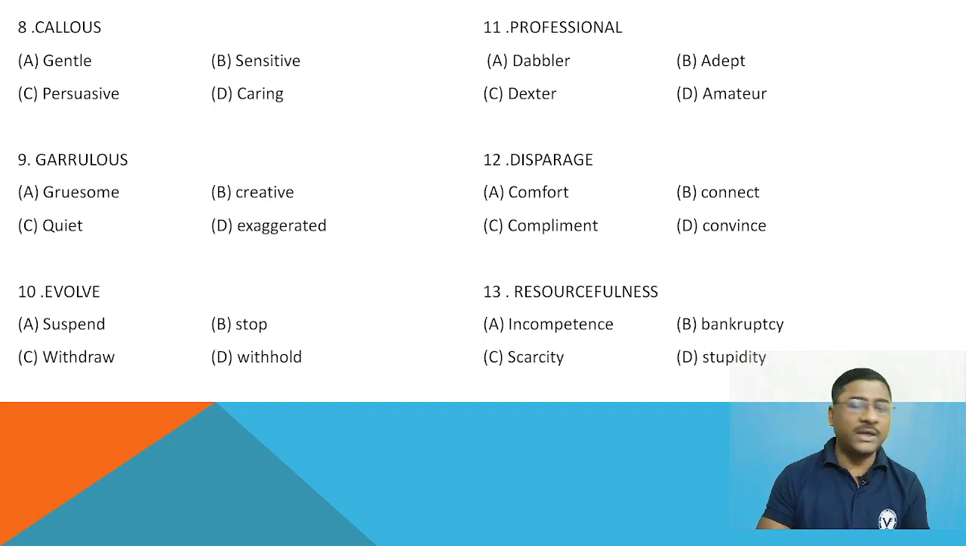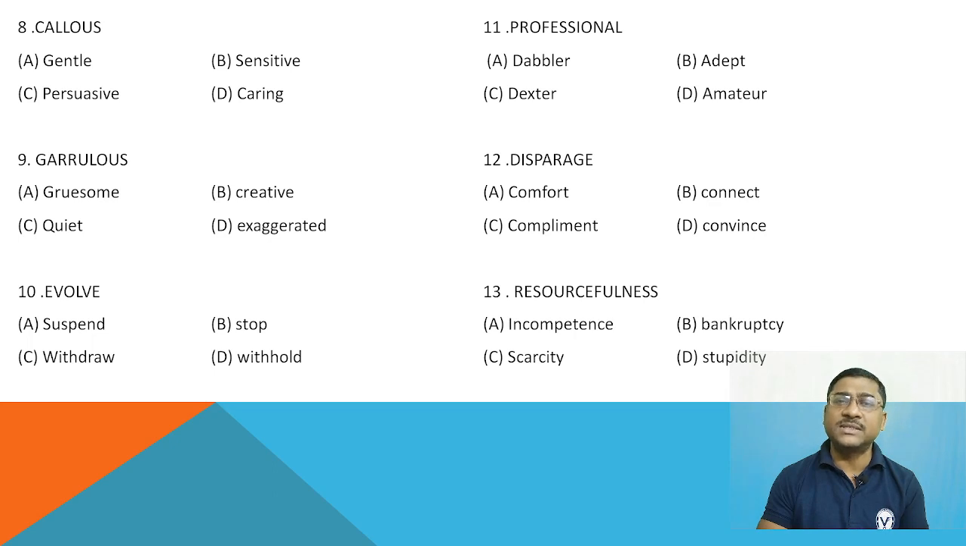Then disparage. Disparage is to censure, to criticize, to not appreciate someone. Anything which is not appreciable is disparage. So the opposite is to compliment. Compliment means to say to somebody बहुत अच्छा काम किए हो, very good, keep it up. इसको we say as compliment. You have done it nice, you have done it perfectly. So appreciating somebody is a kind of compliment. Comfort, connect, convince. These are the three common words which you know. Now, resourcefulness.